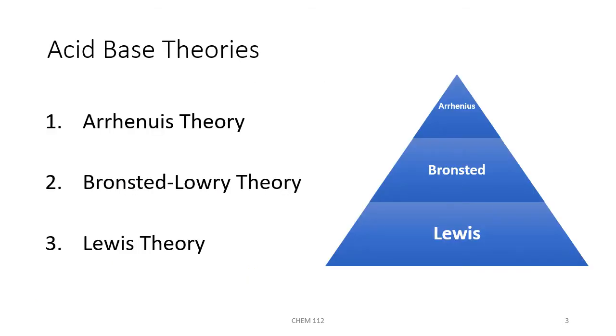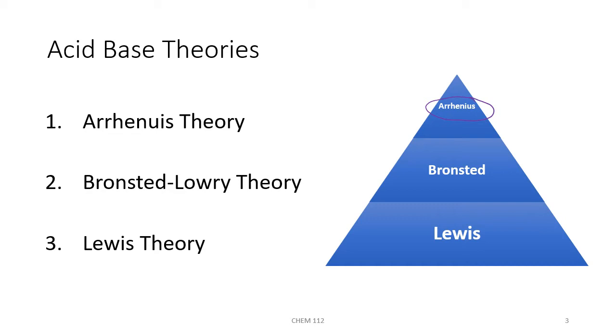There are three major acid-base theories: Arrhenius theory, the Bronsted-Lowry theory, and Lewis theory. If we look at a pyramid, Arrhenius theory is at the top. This would be the theory that we learned previously last semester. It's at the top of the pyramid because it's the most restrictive of things that can be acids or bases.